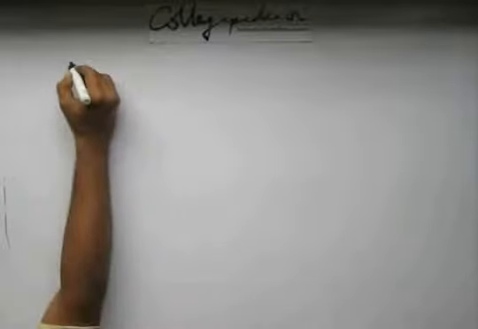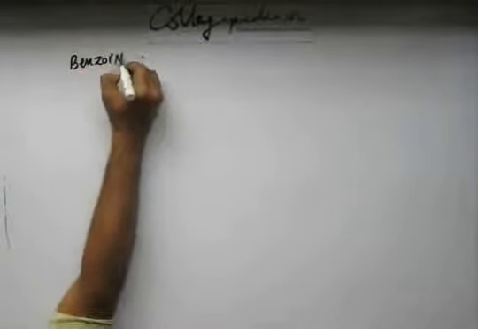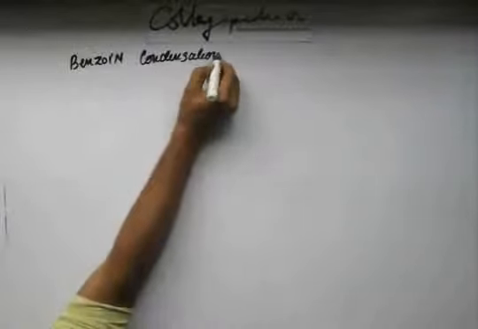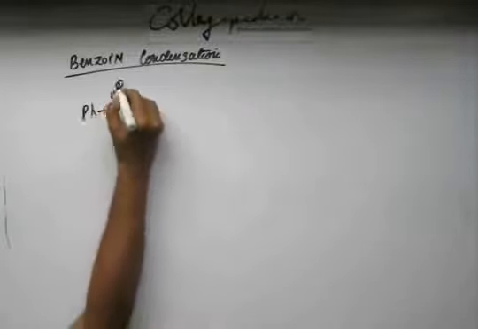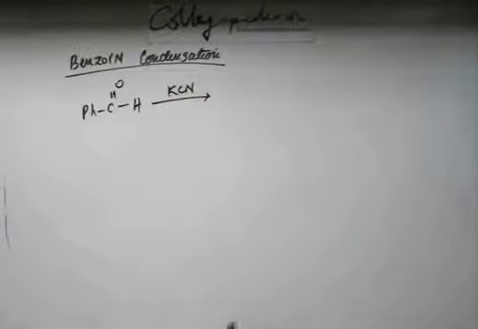Okay, then we move on and we study a new reaction. This reaction is called benzoin condensation. In benzoin condensation, what happens is we take an aldehyde, we take benzaldehyde in particular, and along with this we take potassium cyanide, nothing else. Now we'll start to predict the mechanism, and while predicting the mechanism we'll come to the final product.